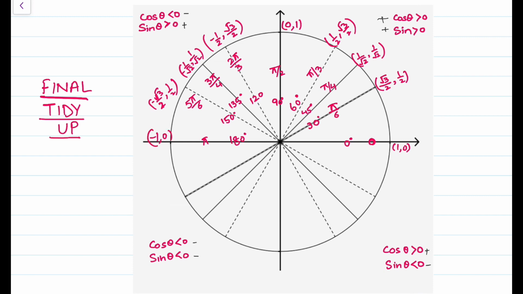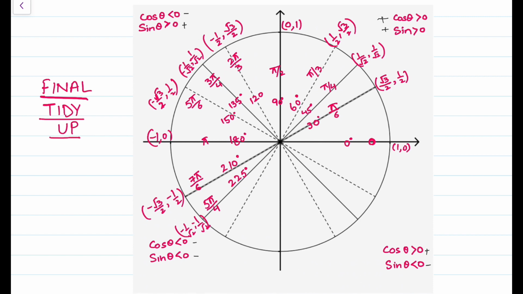All right, now let's go to our third quadrant. The first is 210 degrees, which is 7 pi over 6, and the values are minus root 3 over 2 comma minus 1 over 2. Both are negative. The next is 225 degrees, which is 5 pi over 4, and the values are minus 1 over root 2 comma minus 1 over root 2.